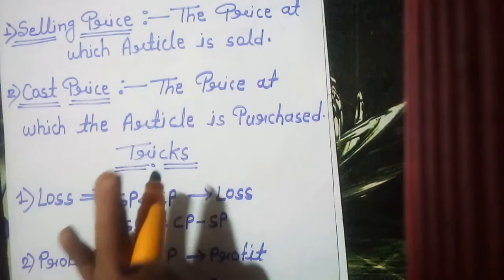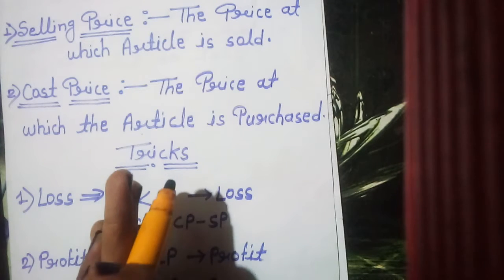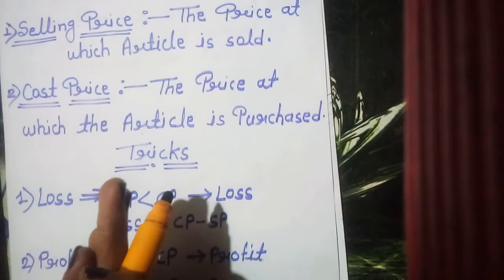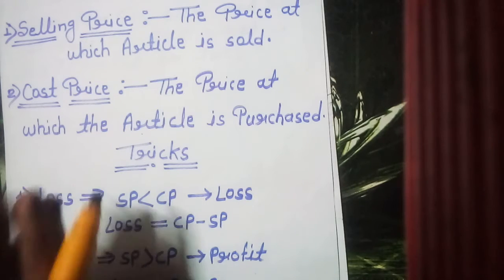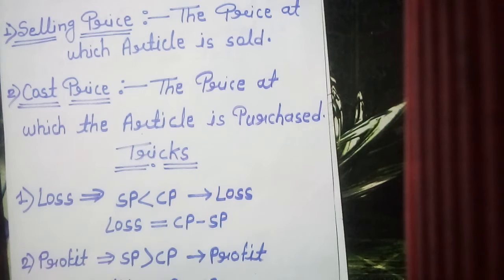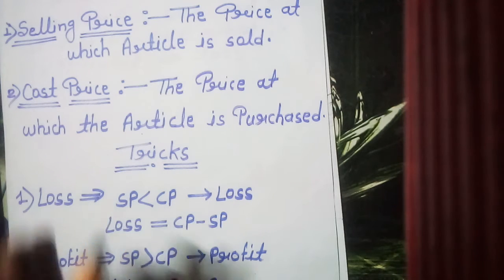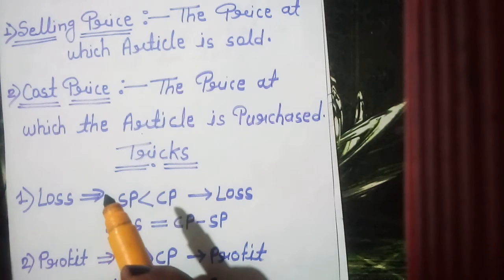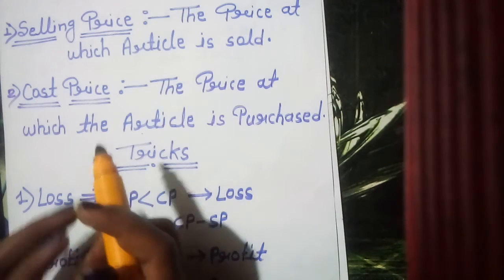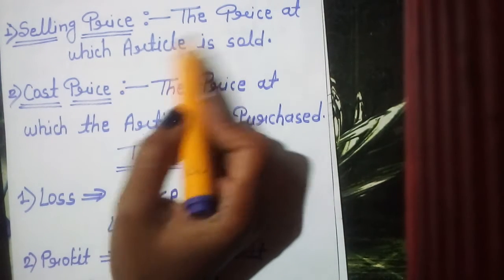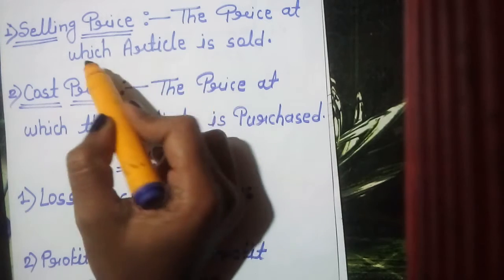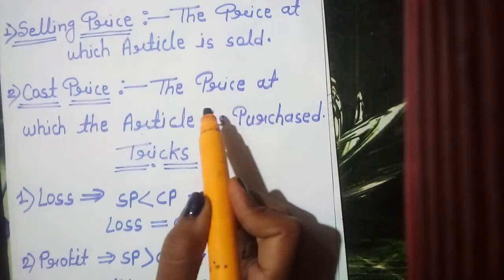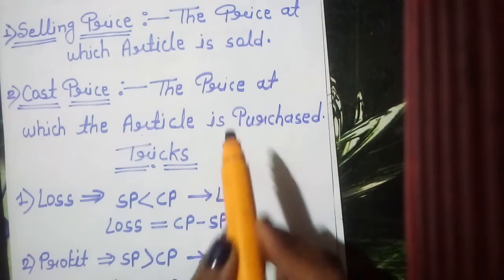To find profit and loss, firstly we have to remember two things. The first is selling price, the second is cost price. We call them SP and CP. What are the cost price and selling price? The price at which an article is sold is called the selling price. The price at which the article is purchased is the cost price.